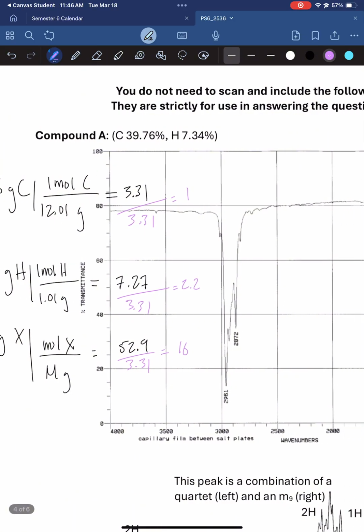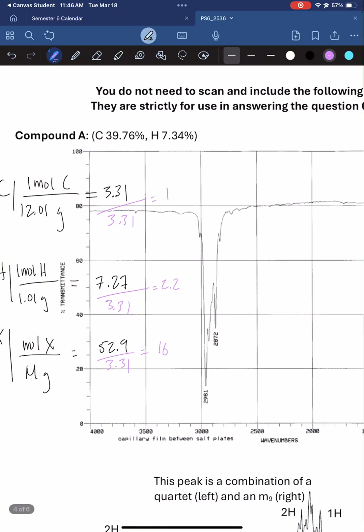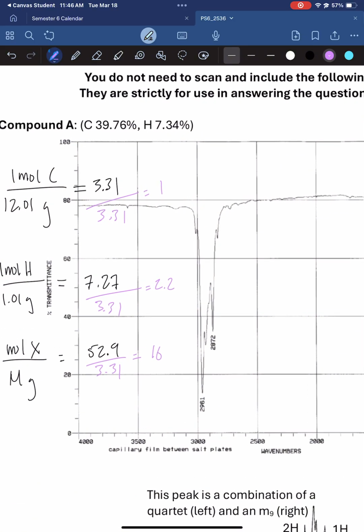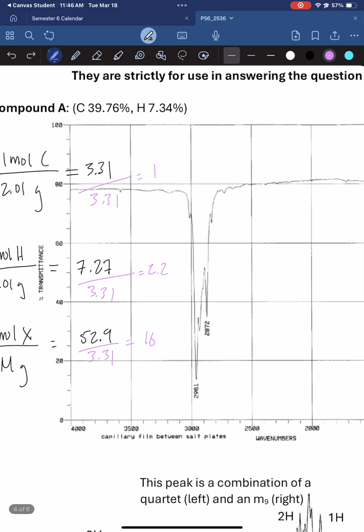So we want to multiply all of these values until we get a whole number, and I guess the only thing we want to look for is this 2.2. We want to make that a whole number. And once we do the math out, we find that 5 is going to be the lowest common factor to give us our molar ratio. This is going to be 5, this is going to be 11, and this is going to be around 79.9.